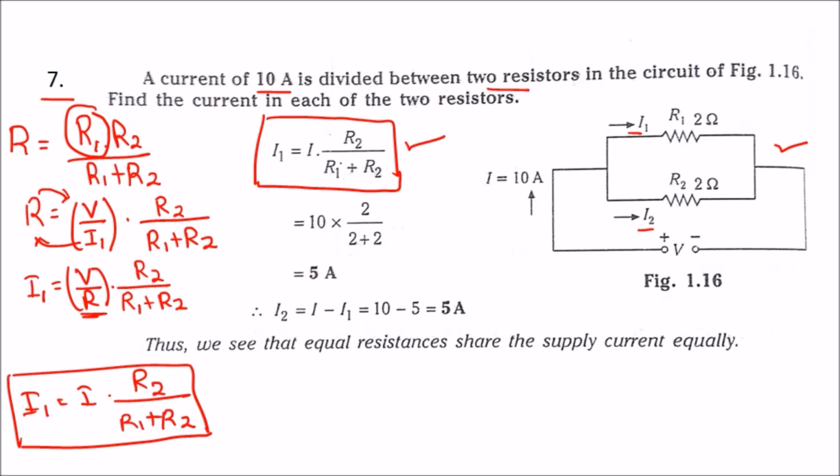We know the supply current is 10 amps, R1 is 2 and R2 is 2. Simplifying this, we get I1 as 5 amps. Since we know the supply current, if we subtract 5 amps from it, we get I2, that is 5 amps. Thus we see that equal resistances share the supply current equally. As the values of the resistances are equal, the current shared by them will also be equal. That is what it is proving here.